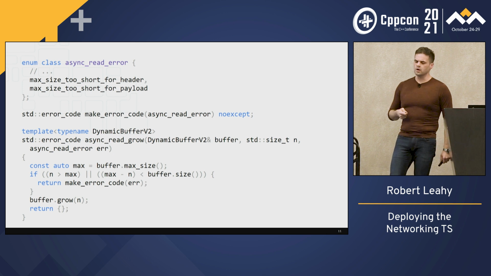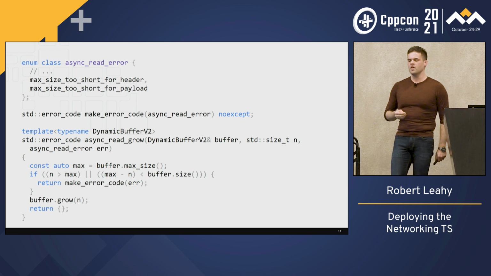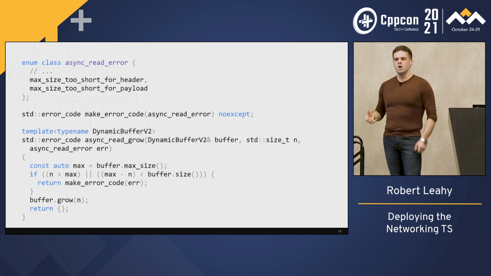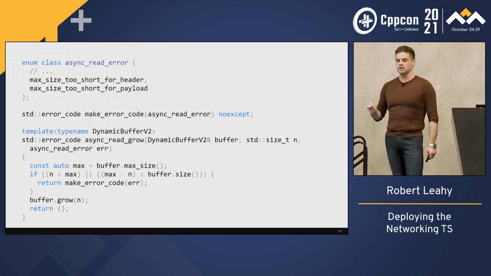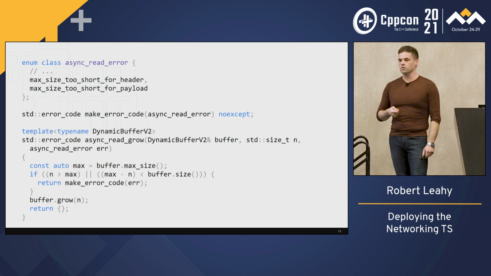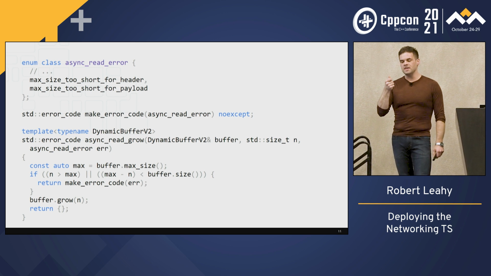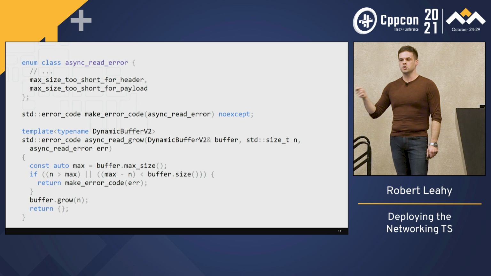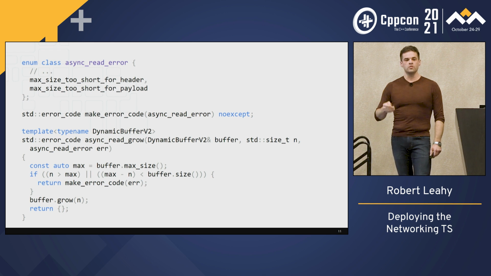Then I have a make error code factory function, which can be found via ADL, which coalesces an enumerator into a std error code. And then I have this helper function, async read grow, which in the actual code is embedded in a detail namespace. It takes in the buffer it wants to grow, the number of bytes it wants to add, and the enumerator representing the appropriate error to return if it can't. It goes off, it grabs the max size, and it does overflow-resistant arithmetic to see if the request would overflow the max size. If it would, it returns an appropriate error code. It returns a truthy error code.